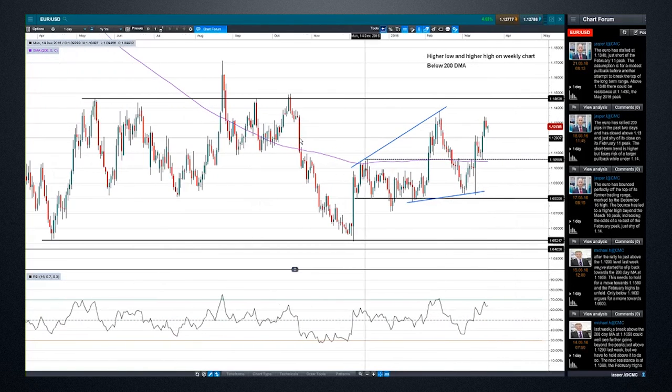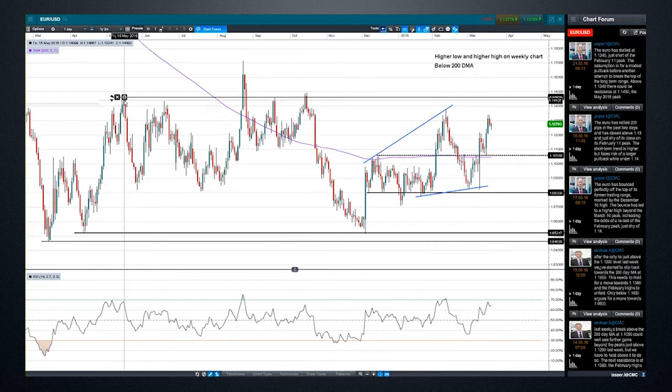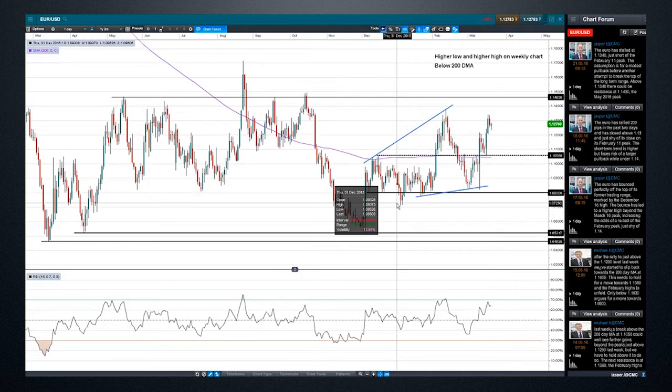Because look at the significant layers of resistance that we have not far above. All those different levels are going to have different sellers looking to sell into the strength, particularly with the general fundamental view that the ECB is obviously going in the opposite direction to the Fed, even if the Fed slowed down a bit.